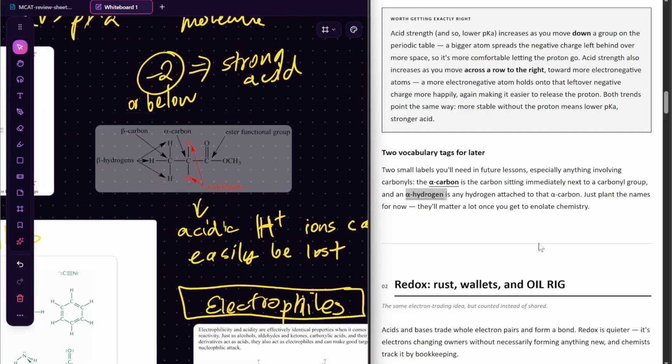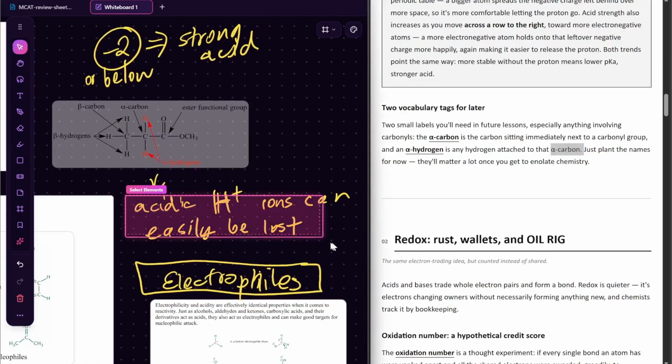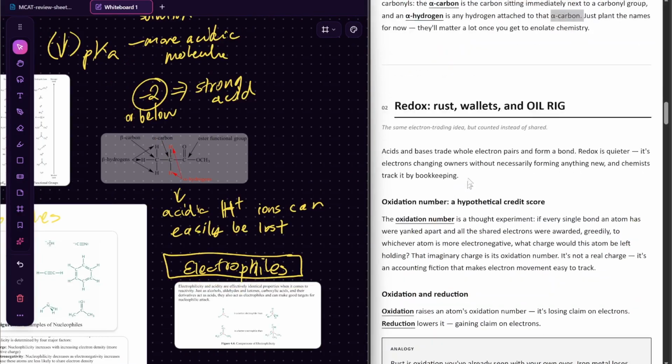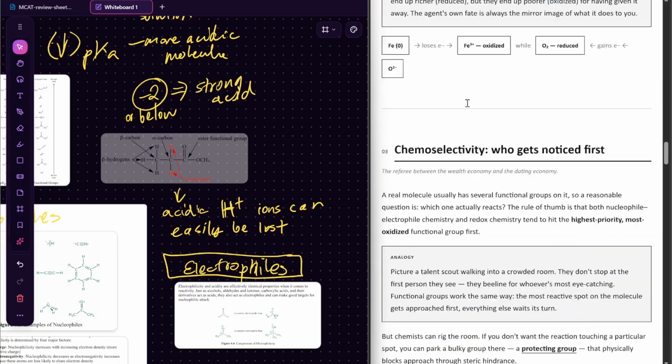So anything involving carbonyls, the alpha carbon is a carbon sitting immediately next to the carbonyl group. And so the alpha hydrogen is any hydrogen attached to that alpha carbon, as you see here. They matter more in later chapters, but basically what you get from that is that acidic H+ ions can easily be lost. So redox reactions we already went over, which is great. What else do we need?